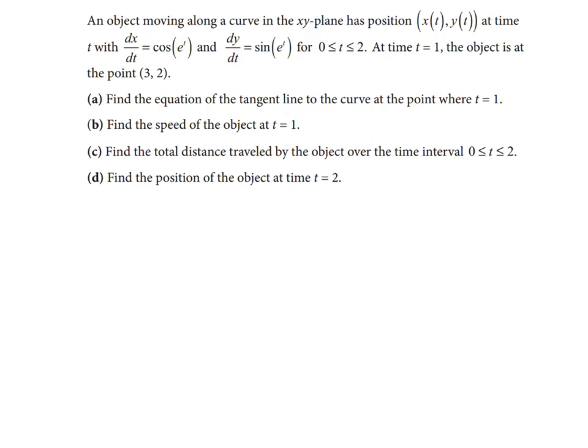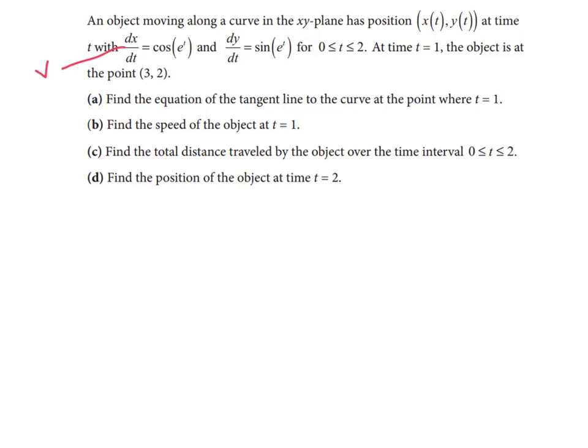In this video, we're going to look at two free response questions that deal with parametrics, vector type situations that have been on the AP exam. First of all, an object moving along a curve in the xy plane has position x of t, y of t at time t, with the derivatives you can see there for time 0 to 2. Now again, when we've been given the derivative here, this means we've been given velocity.